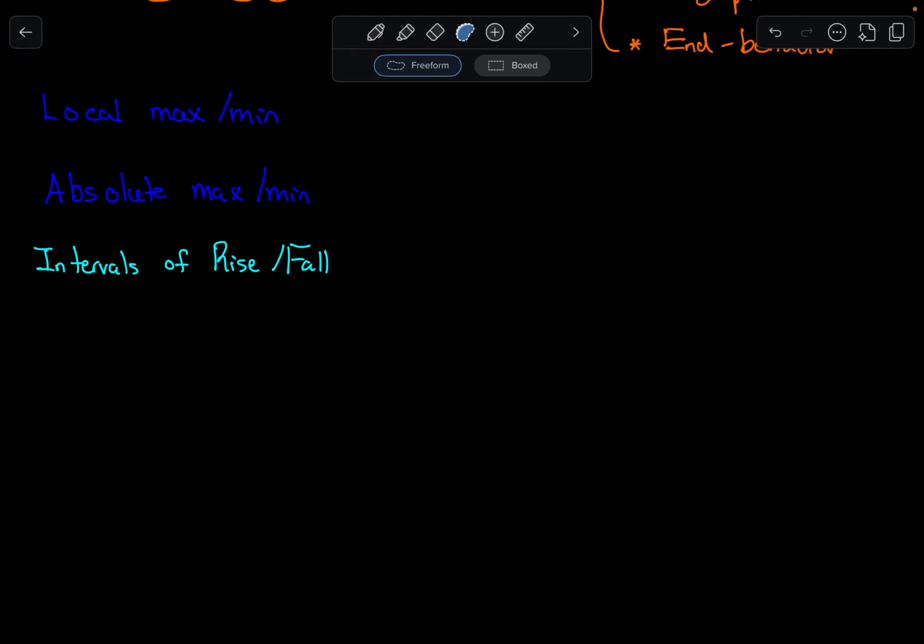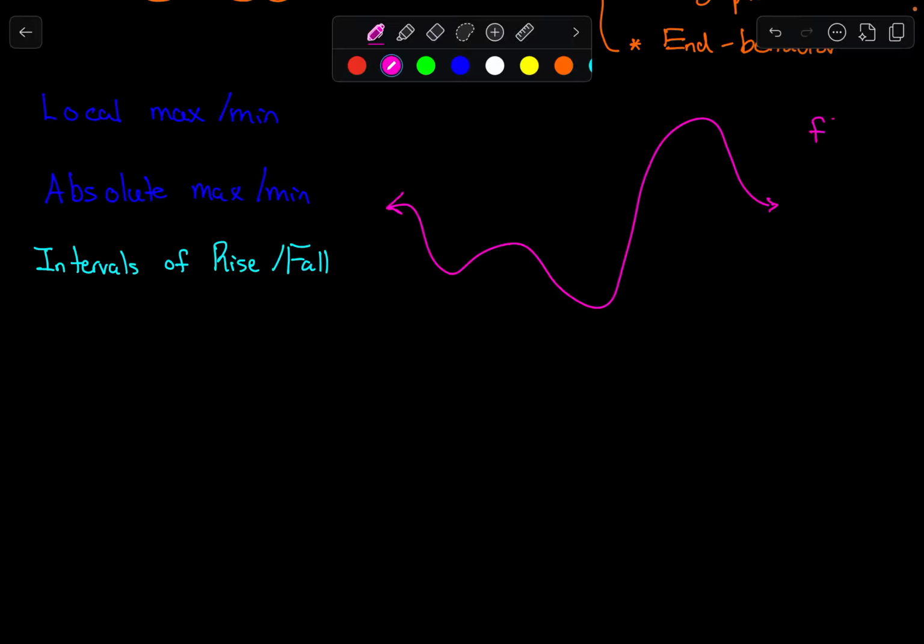Local max, local min, absolute max, absolute min, intervals of rise and fall. Things we don't yet know how to do, but we are going to learn how to do them. And again, I'll just put a little random graph, and maybe I'll put some arrows at the end this time. Okay, a little random function here, f of x.